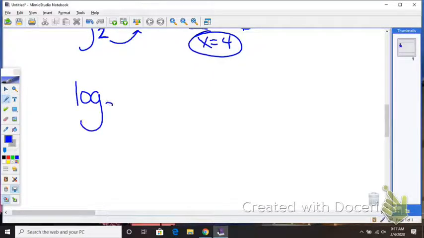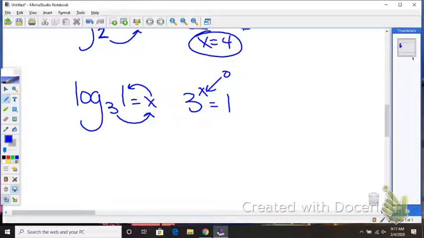Log base 3 of 1 equals x. Ooh, that looks mathed up. It's the same. Okay, so let's write this in exponential form. 3 to the x power is equal to what? 1. How do you have a power and have it equal to 1? Zero. Yes. Anything to the 0 power is 1. So here x would be equal to 0.